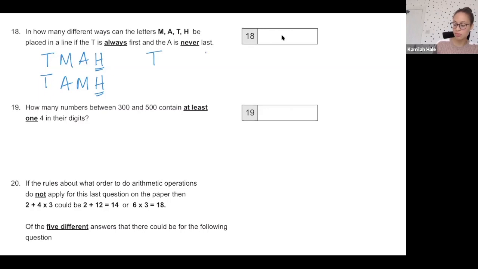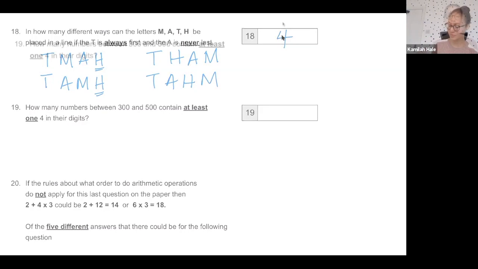So if I put the M last, then I can have HA in the middle, and I can swap those around and have AH in the middle. Do I have any other options? Nope. Any other options would either have A last, which we're not allowed, or they would repeat the ones that we've already got. So 4 is how many different ways that you can list them. Nice and easy one for number 18 this week.